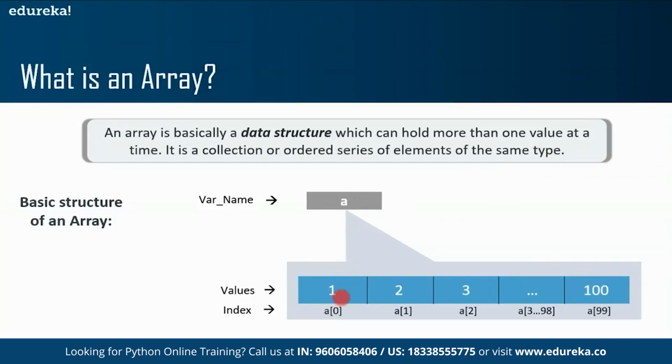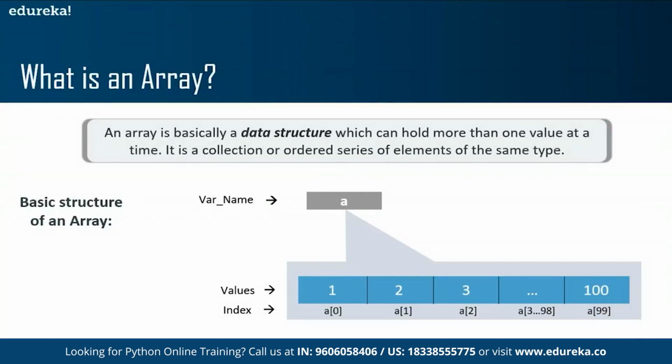Also make a note of the index values. Indexing always starts from 0 and not from 1. Therefore, a of 0 holds 1, a of 1 holds 2, a of 2 holds 3, and similarly a of 99 holds 100. When the length of my array is n, the index value will be n minus 1. It is always 1 less than the length of the array. So I hope you're clear with this topic.